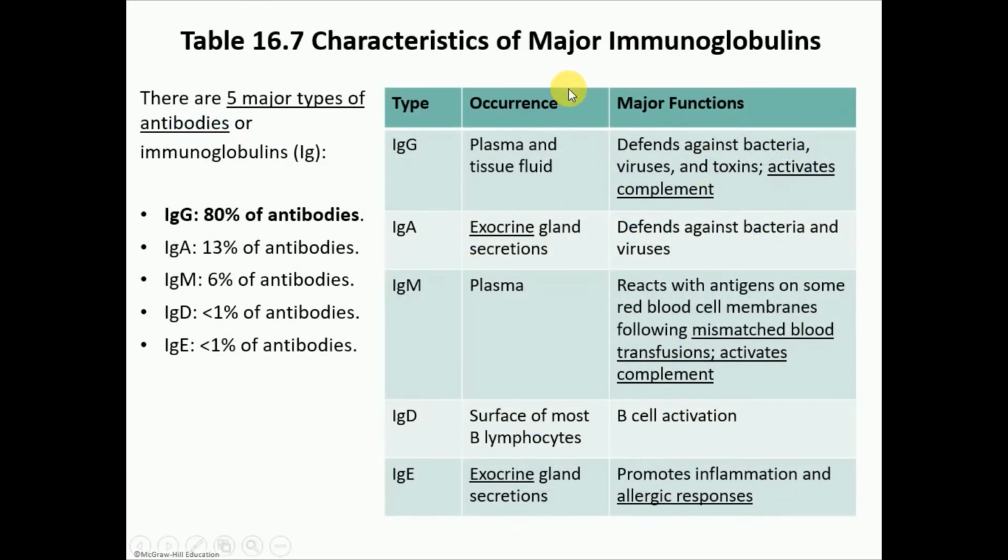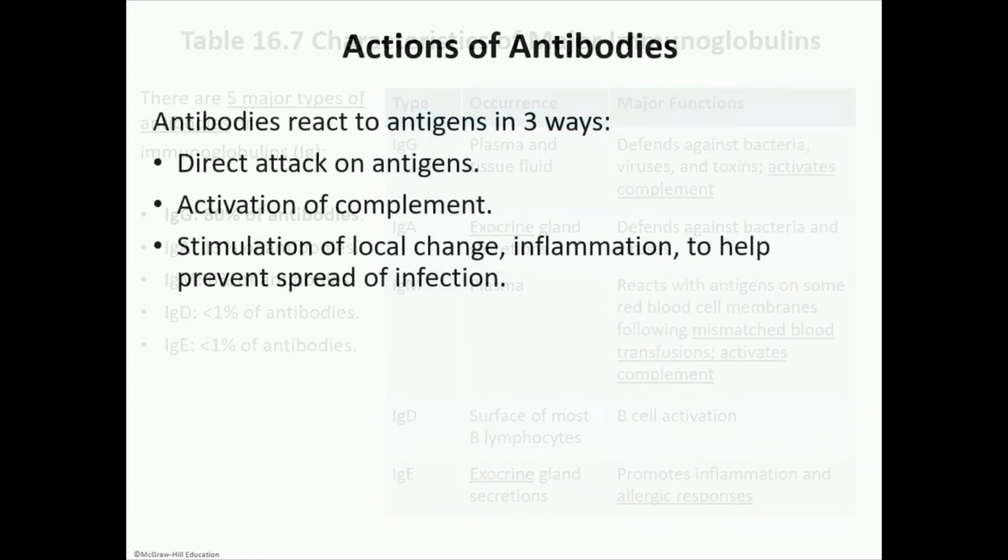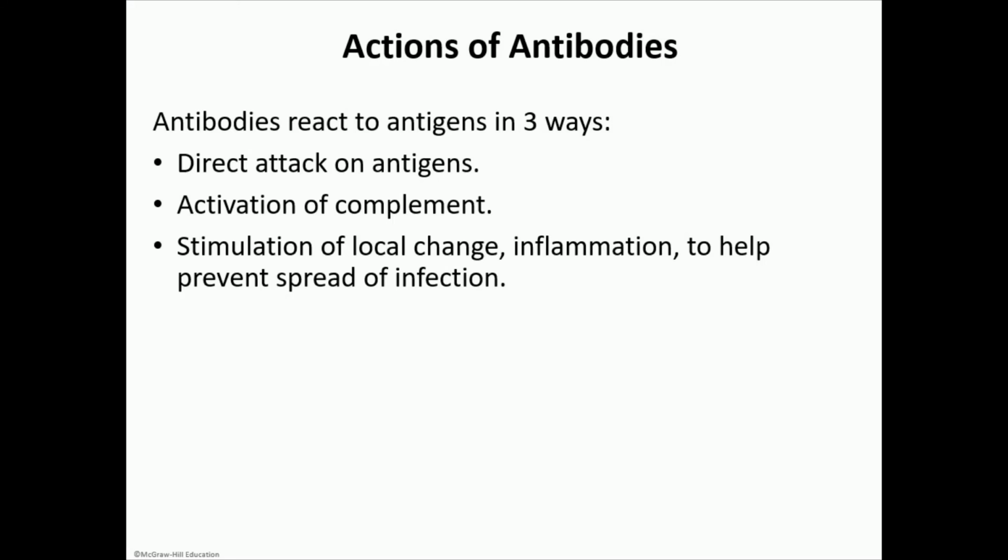So to sum up the major immunoglobulins, IgG and IgM are the ones that can activate complement. A and E, or your vowel ones, are the ones found in exocrine secretions. The one responsible for the ABO or mismatched blood transfusion reactions would be the IgMs. So the action of antibodies is that they can either attack the antigen directly, activate the complement system, or stimulate a local inflammatory response to prevent the spread of the infection.